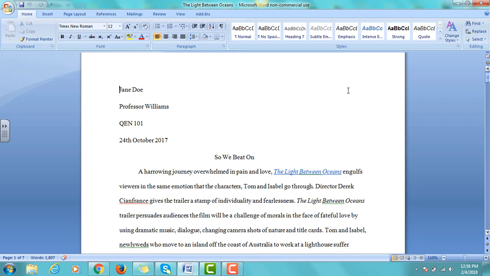And even your header up here should be double spaced, just FYI, because a lot of students will double space their paper, but then they won't do that for the title. So from your header through the works cited page, everything needs to be double spaced.